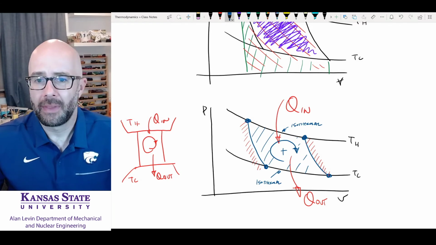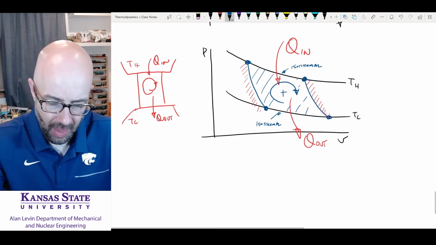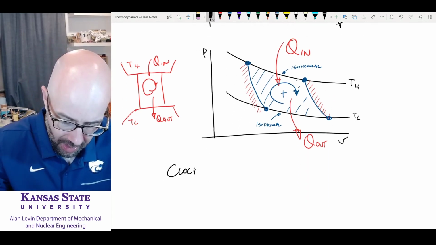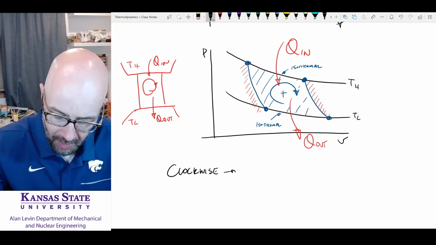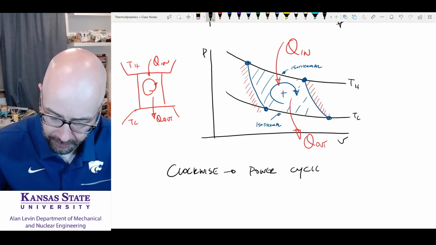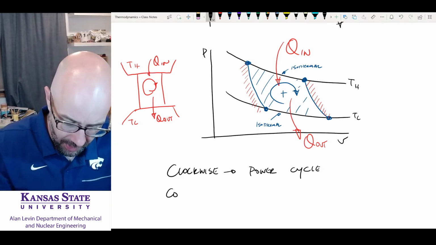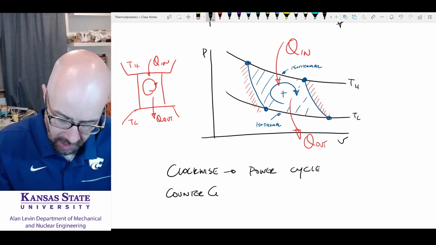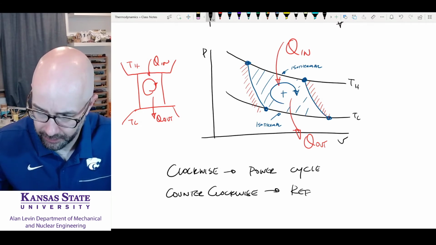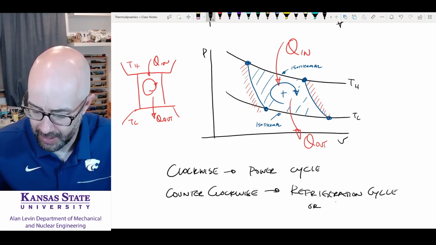Now, what do you know about this? If we go clockwise, we have a power cycle. Well, if we go counterclockwise, if we were to reverse this and go counterclockwise, we have a refrigeration or a heat pump.